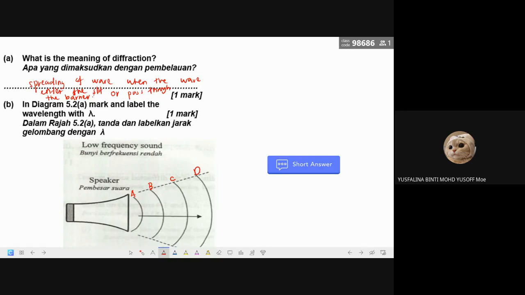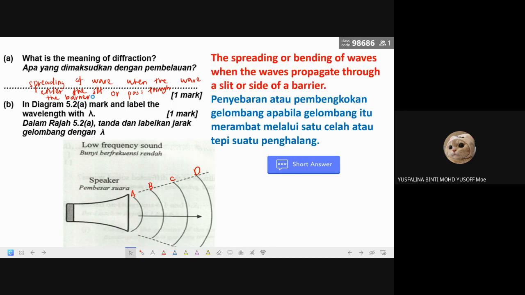Okay, so for B, you have to mark and label the wavelength with lambda. So which one represents 1 lambda? Okay, so this one already showed the answer. BC, AB also represent 1 lambda. CD also represent 1 lambda. Okay.